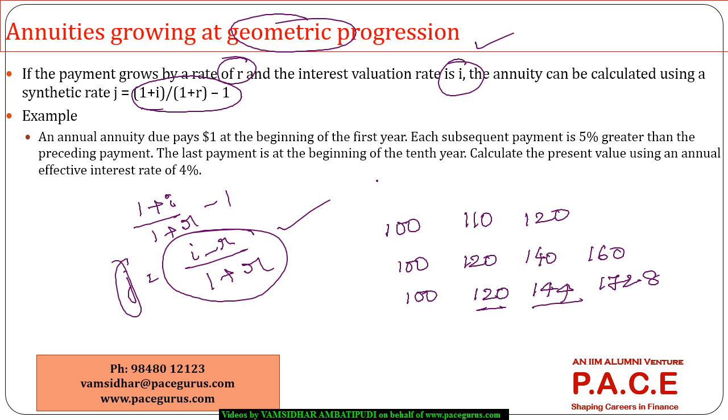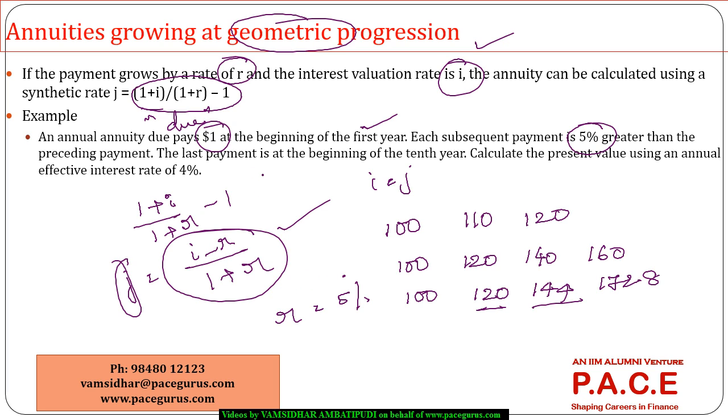Right, instead of I, I would now be taking this J, which is arrived at by I minus R by 1 plus R. So look at this example, an annual annuity due. So we are talking about an annuity due, so the type we are setting as due. It pays $1 at the beginning of the first year. Each subsequent payment is 5% greater than the preceding payment. So the payment is growing at the rate of R, which is 5%.